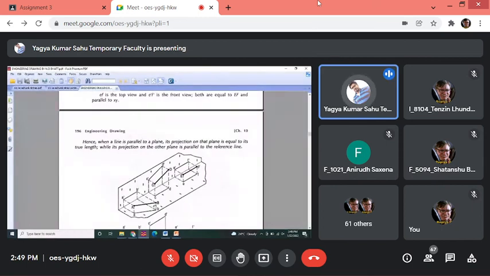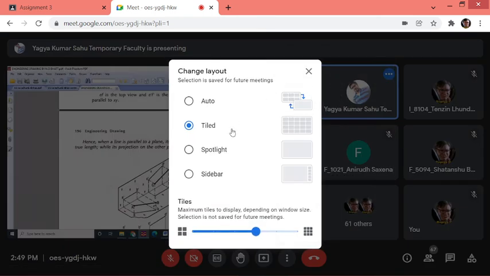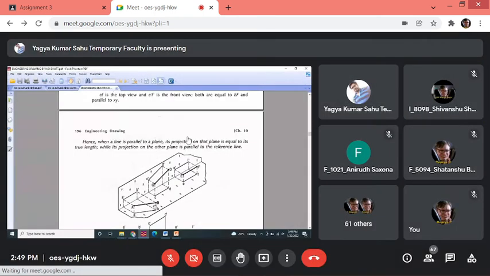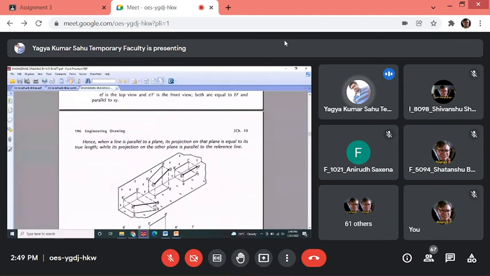And what about the distance A dash B dash? Shorter than AB. Similarly, you can see the distance of C dash D dash is similar to CD, true length, and small CD having shorter length than the actual length.